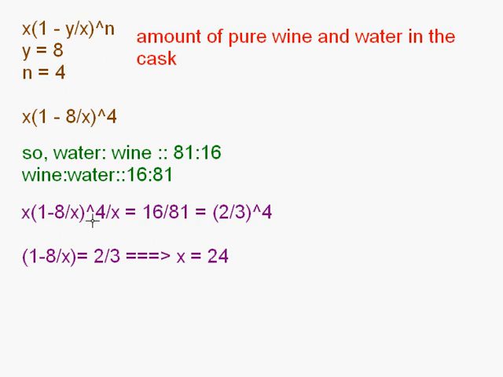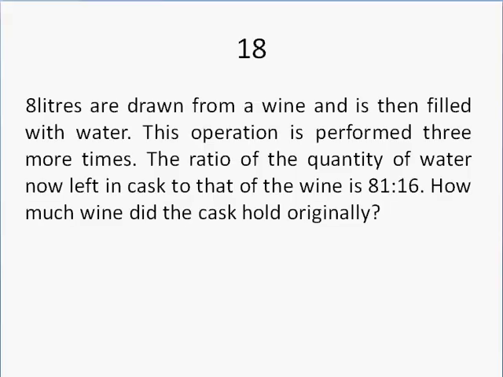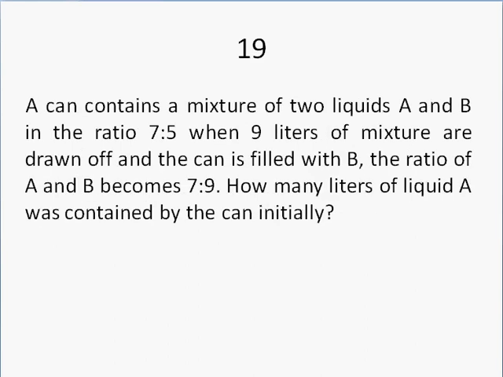So x and x will cancel out, and the power 4 and power 4 will cancel out, so we'll be left with 1 minus 8 upon x is equal to 1 upon 3, and we'll get the value of x as 24. You should do all the questions yourself, otherwise you won't get confidence and you will make mistakes in the examination. Now we'll move to the last question of this topic, that is the 19th question.